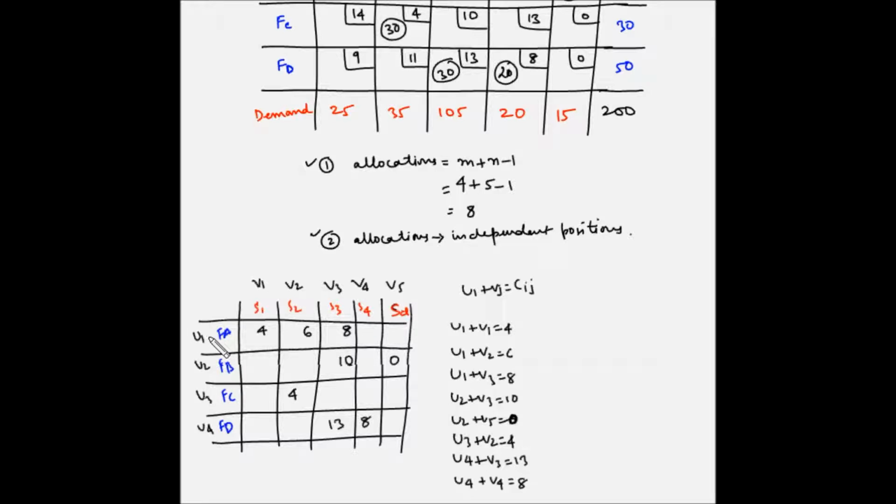Now since we have taken 4 plus 5, which is 9 variables, but the number of allocations is equal to 8, we'll assume one of the variables as 0. So let's assume v1 equals 0. And with that assumption, let's try to find out the values of all the variables. So v1 is 0, so u1 becomes 4.